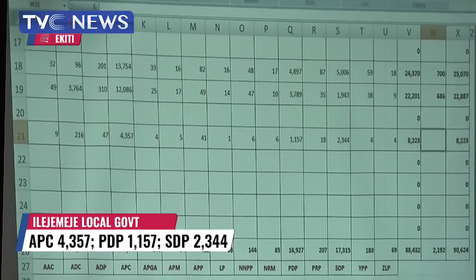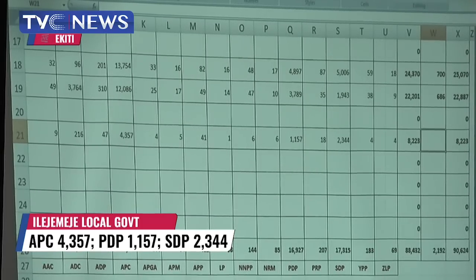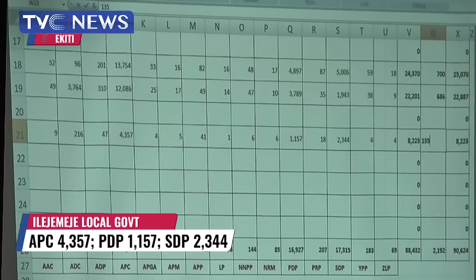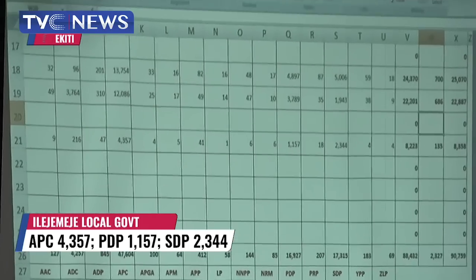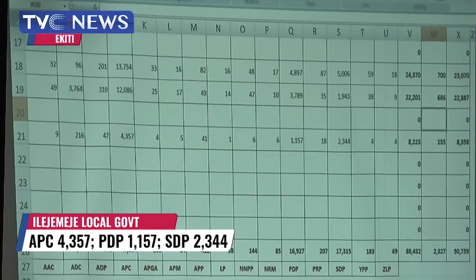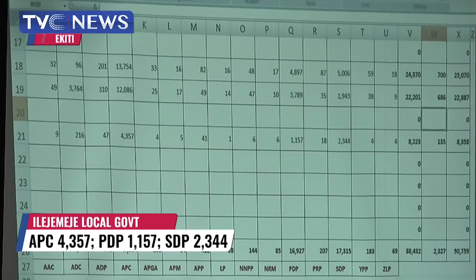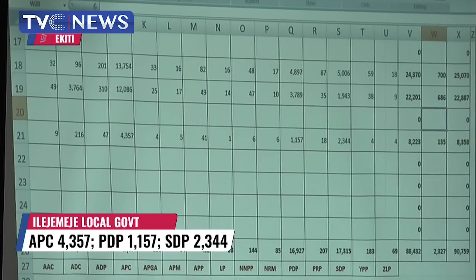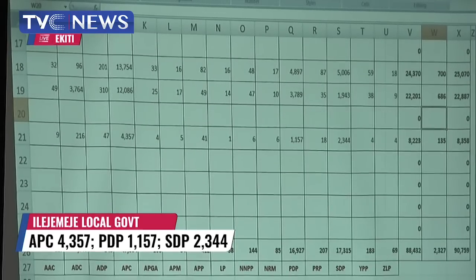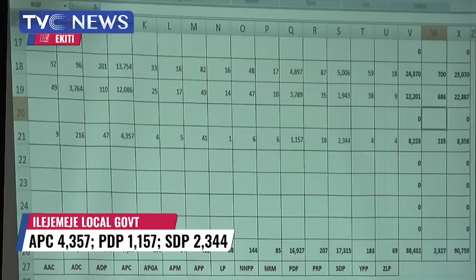Number of rejected votes 135. Total votes cast 8358. Signed by Professor Abiodun Oluwadare and four.